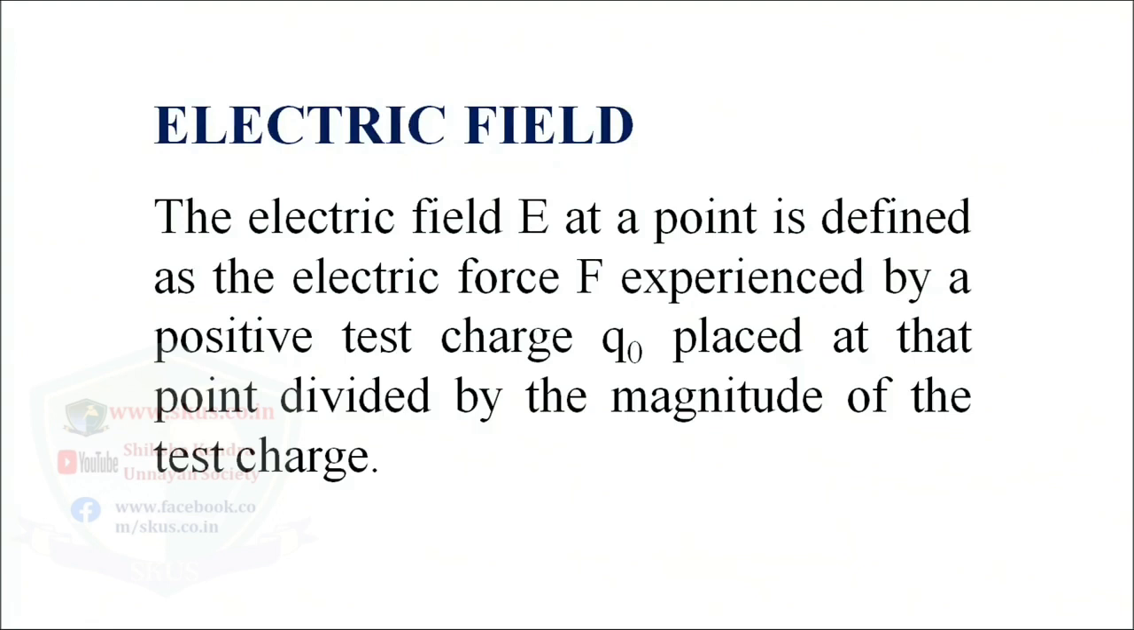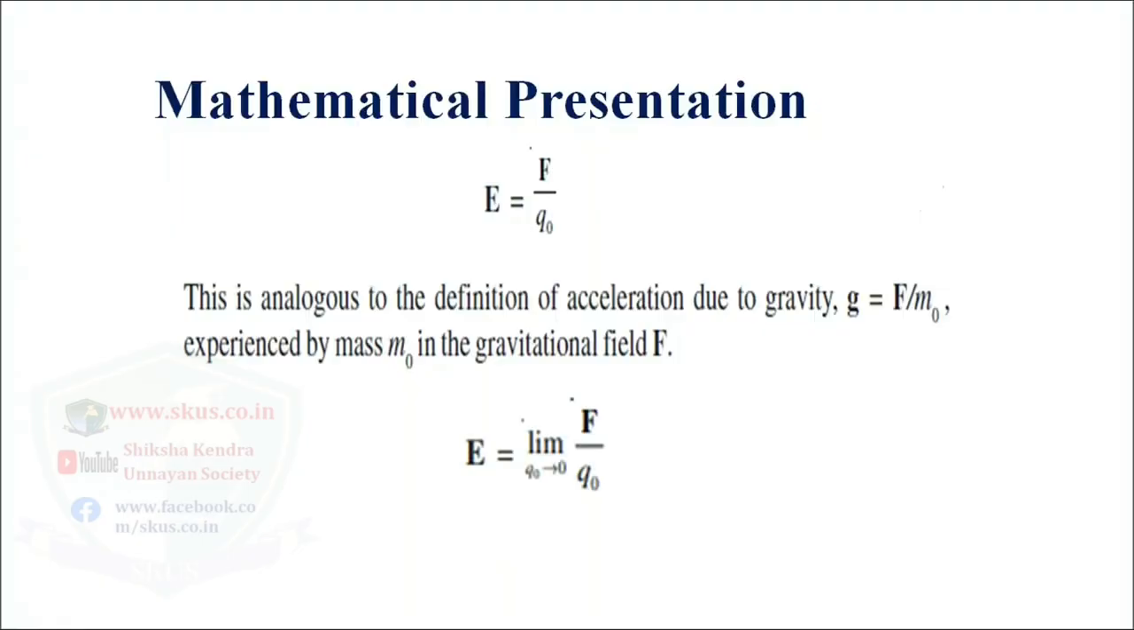The electric field at a point is defined as the electric force F experienced by a positive test charge q naught placed at that point divided by the magnitude of the test charge. If we write it mathematically, then E will be equal to F divided by q naught, where q naught is the test charge. This equation is analogous to the definition of acceleration due to gravity. g is equal to F upon m naught, where m naught is the mass in the gravitational field F.